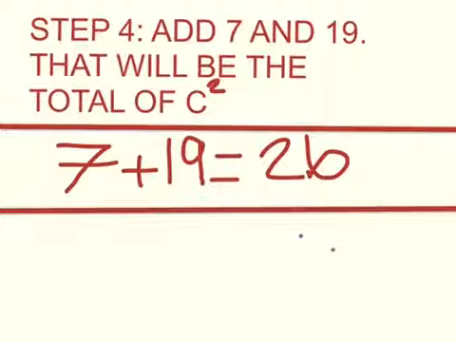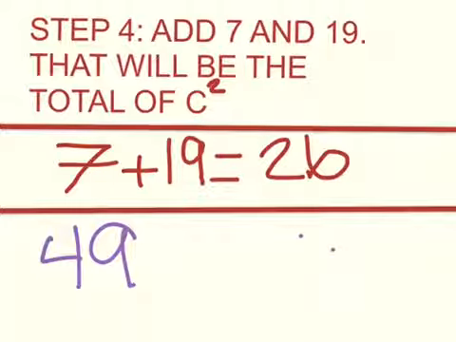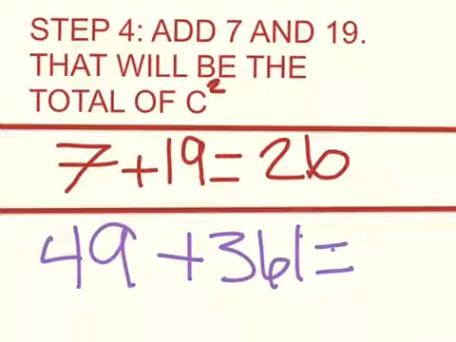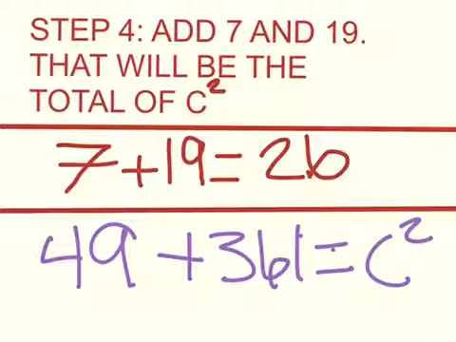So for step 4, the step is kind of tricky. You have to add 7 and 19, but that's not exactly how we're going to do it. So 7 squared is 49, and 19 squared is 361, so then you would add those two together to get c squared. For this step, you must also know the square root. It's basically just that number times itself. So 7 times 7 is 49, 19 times 19 is 361.